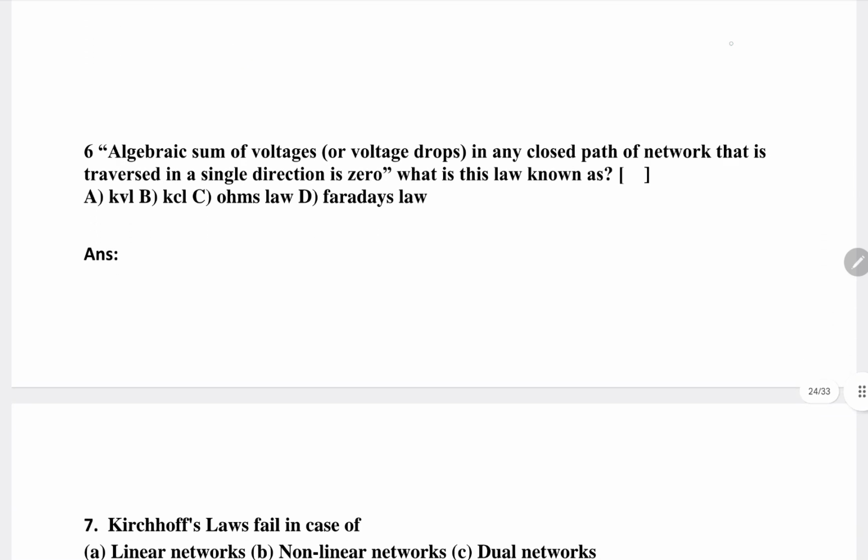Next, the algebraic sum of voltages or voltage drops in any closed path of the network, traversed in a single direction, is 0. The algebraic sum of voltages in a closed loop is 0. That is KVL.